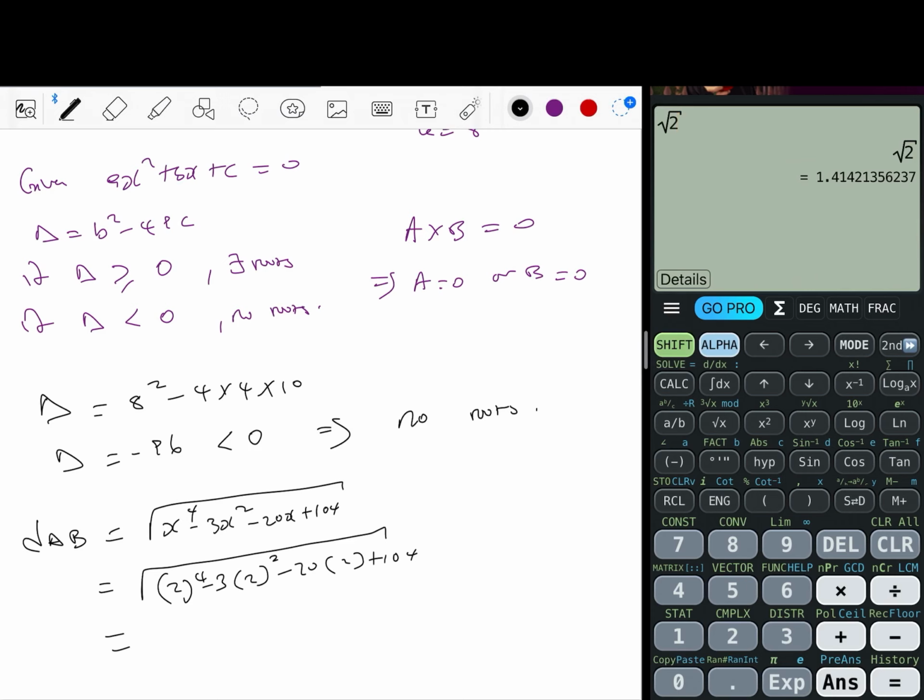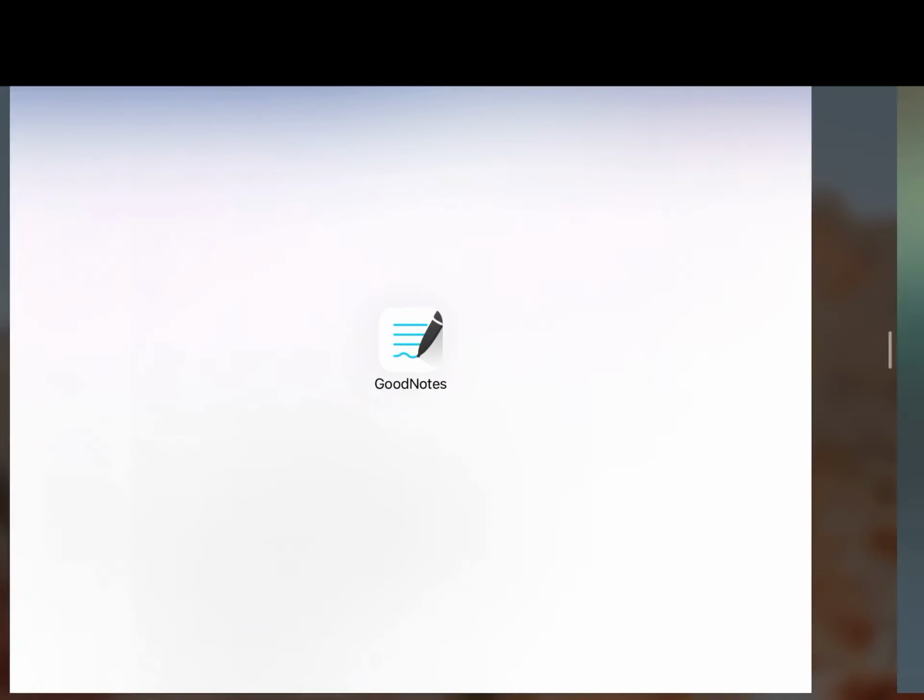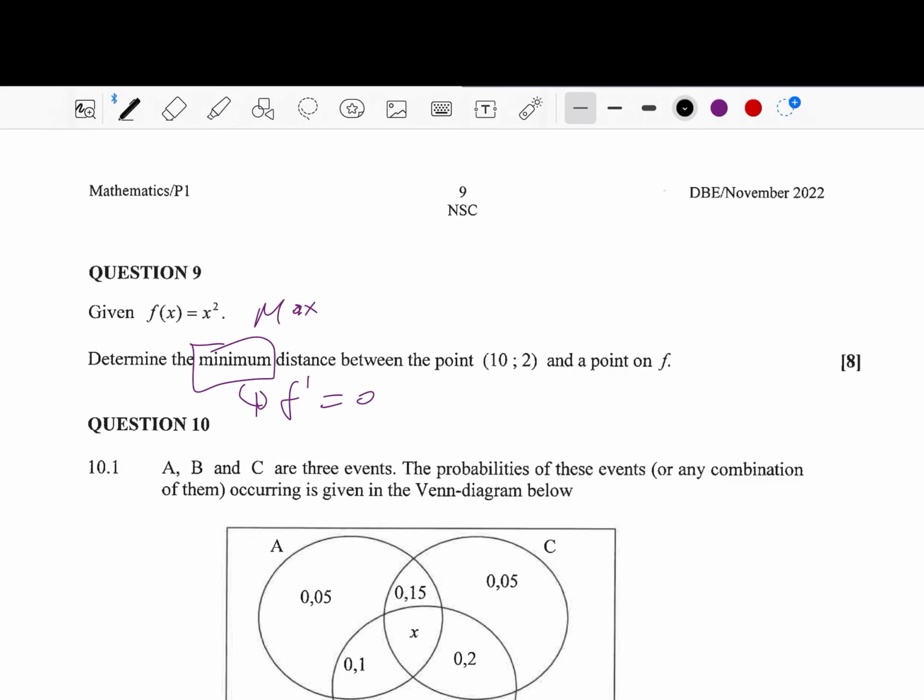2 power 4 minus 3 times 2 power 2 minus 20 times 2 plus 104. We're getting 2 square root of 17, which is approximately 8.25 units. And remember, when you're calculating a distance, you need to always state the unit at the end. So this is how you answer this question.